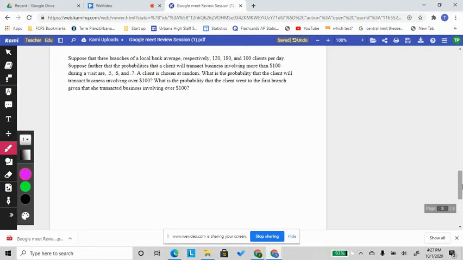We have 3 branches of a local bank that have that many clients per day: 1, 2, 3. And I think that adds up to 400. So this is branch 1, branch 2, branch 3. The probability of somebody going to branch 1 is 120 out of 400. Branch 2 would be 180 out of 400. Branch 3 is 100 out of 400.